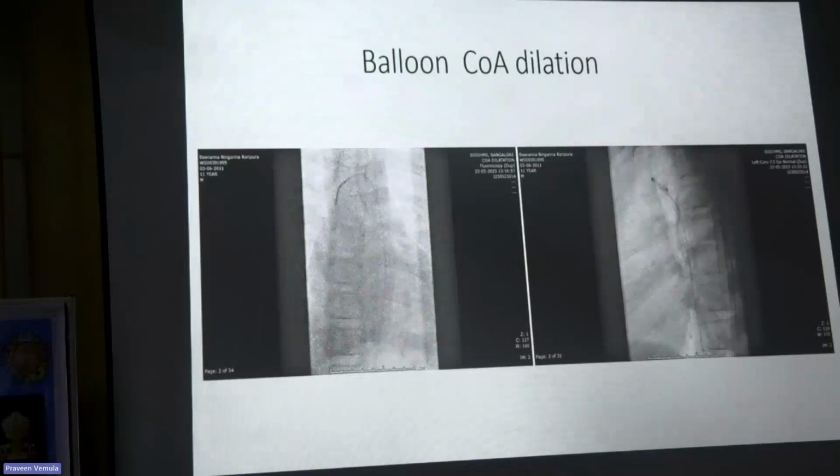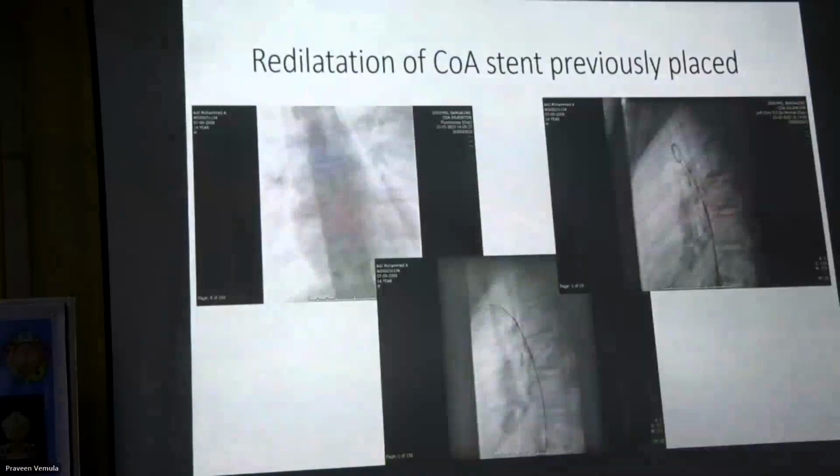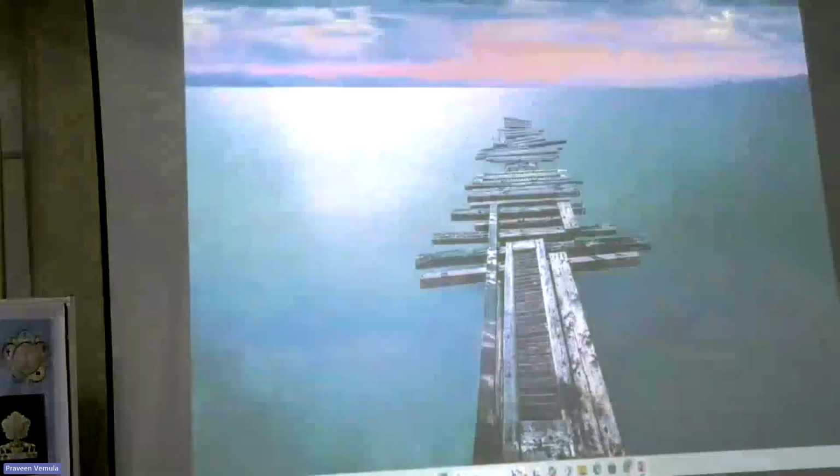If the child is yet to grow and has not reached its complete size, you would just balloon it. But if it has reached the complete size, 12 years or over, then you need to stent it. At 12, 14 years, you can stent it and then redilate it. So we had a stent which was again dilated. I think it is the end of the talk.